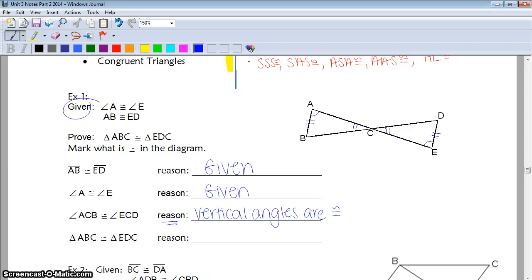And your last reason, why is triangle ABC congruent to triangle EDC? The reason here would be angle, angle, side. Remember, the side's not included in the angle. All right, example 2.